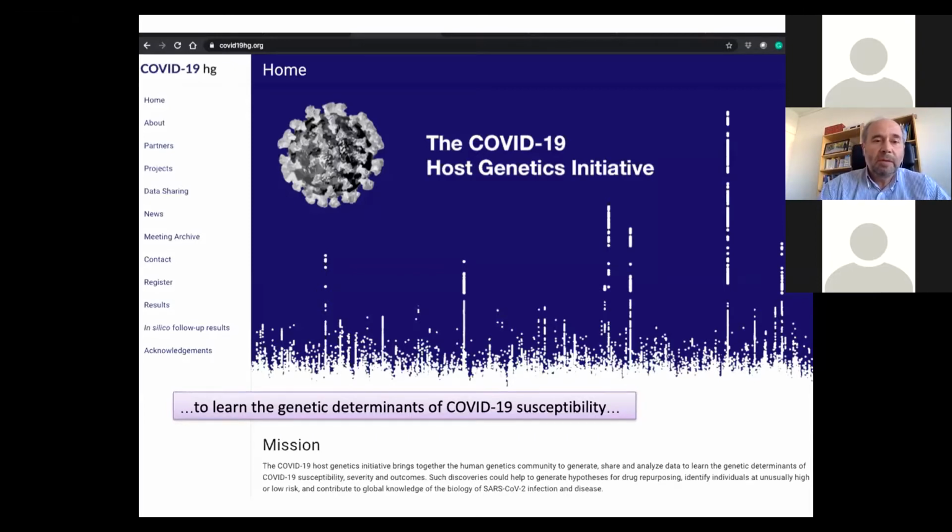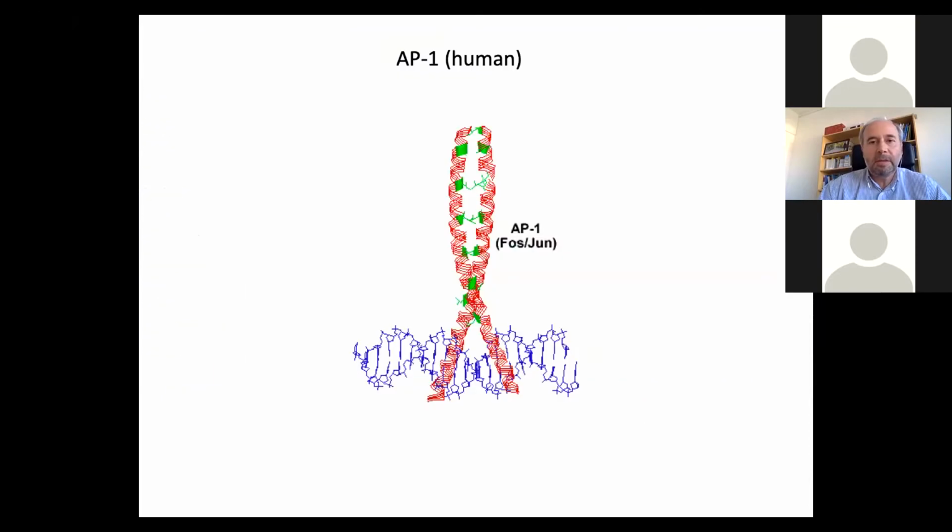So we use data from this very nice website where several groups started to collect genome-wide association studies and made analysis of that data to learn and to determine genetic determinants of COVID-19 susceptibility. So basically, predisposition of the people to be ill or severely ill from this COVID infection. So we'll use this data today to demonstrate how we can analyze regulatory SNPs.